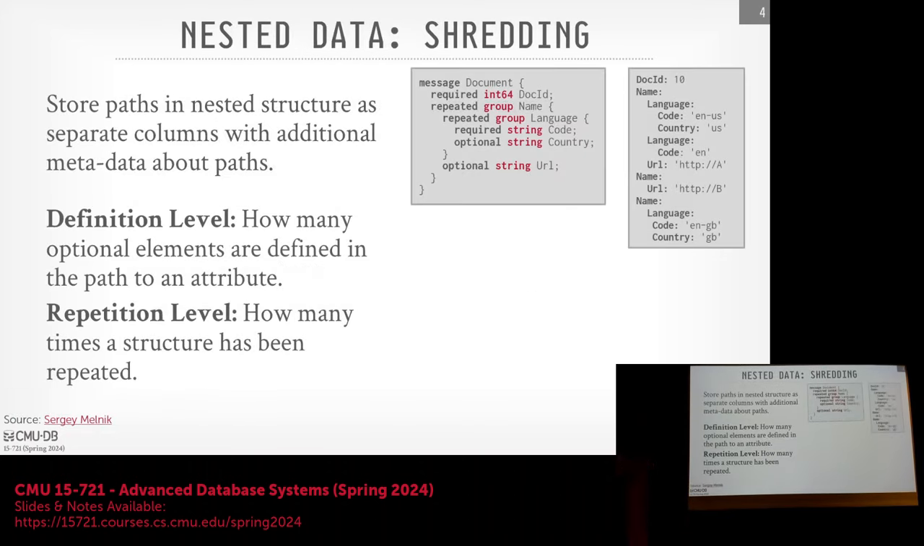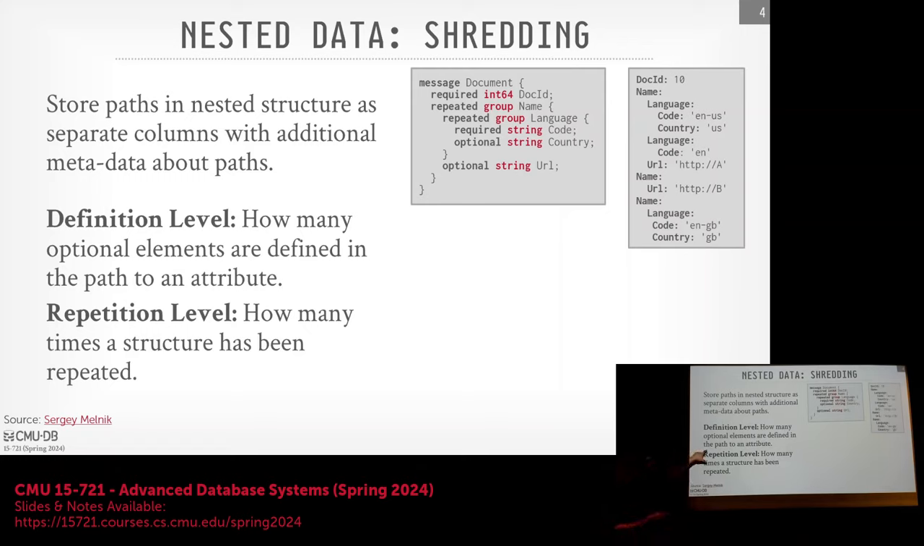All right, so the basic idea of shredding is that for each path, we're going to store it as a separate column, and then we're going to record how many steps deep we are into a given document for that hierarchy. And unlike length and presence, which we'll see in the next slide, if something doesn't exist, it doesn't mean we need to always record that it's actually there. Whereas in length and presence, you do.